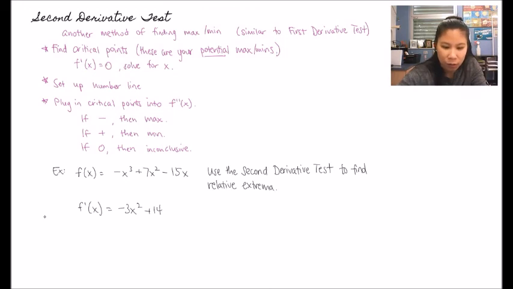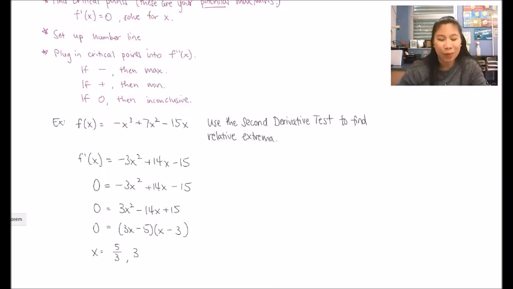So our first derivative was negative 3x squared plus 14x minus 15. And I'm going to set that equal to 0. And then we want to solve for x. So I've kind of sped up the process here. After setting it equal to 0, I multiplied everything by negative 1, so that way I don't start off with a negative term. And then I just factored and solved for x. So those are my critical points.